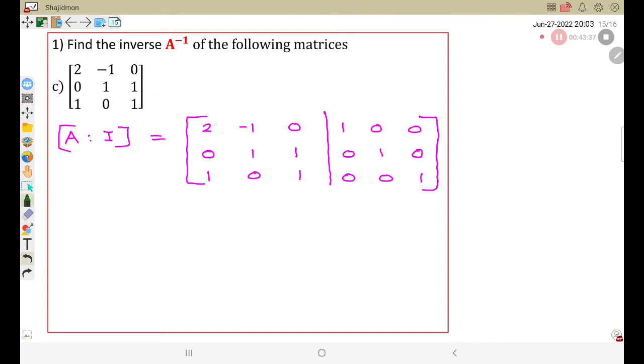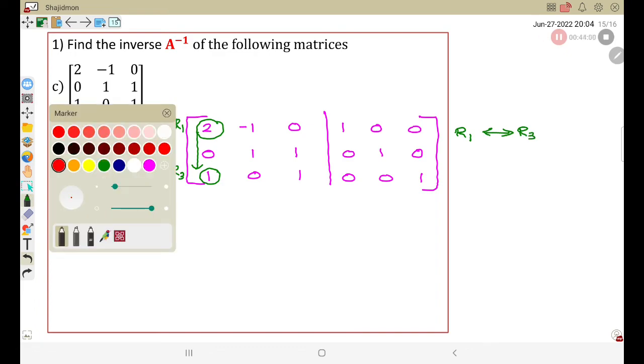Now what do we need to do? The first number should be 1 here, correct? But here it is not 1, it is 2. But in the same column the number 1 is there, correct? This is the first row, this is the third row, correct? So if 1 is coming downside, you can interchange those rows. R1 you can interchange with R3, so that you get 1 as the first number. It should be 1 in the first position.